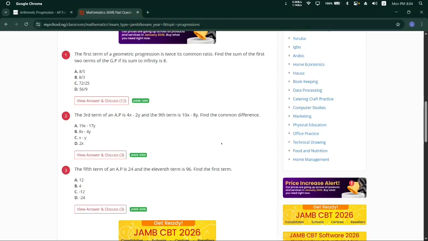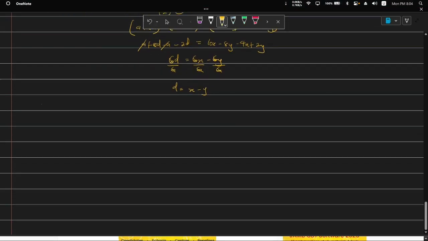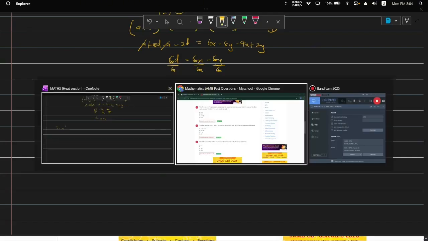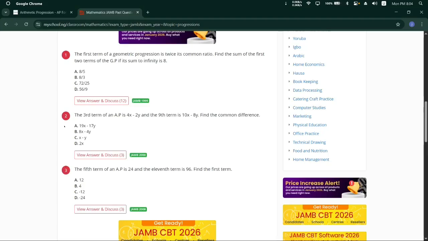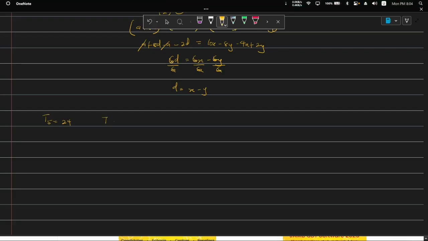Let's say the fifth term of an AP is 24, and the 11th term is 96. Find the first term. Yeah, now we can still use the same method. We know T5 has to be a plus 4d, because n minus 1, 5 minus 1 is 4, is equal to 24. For those that don't understand, Tn is equal to a plus n minus 1 d.